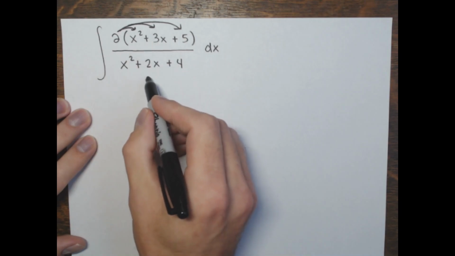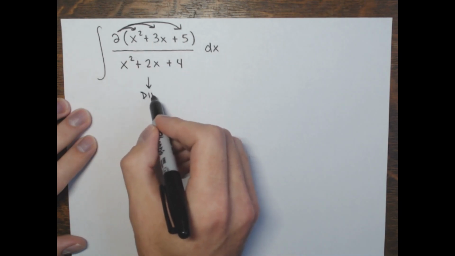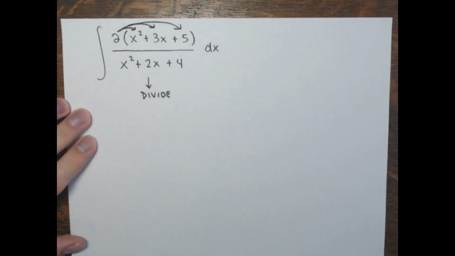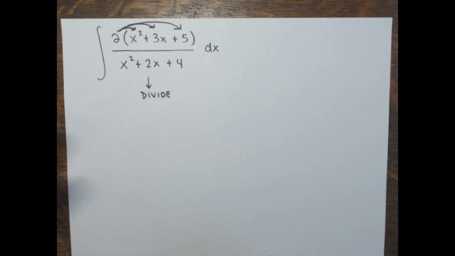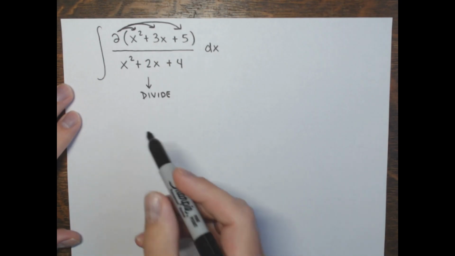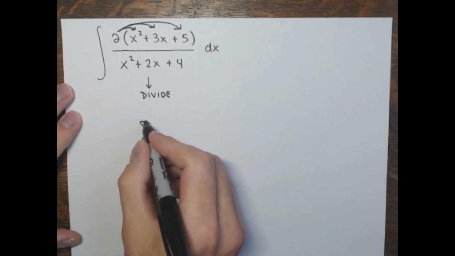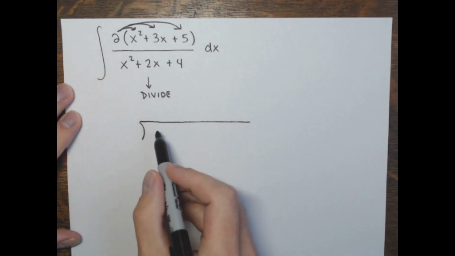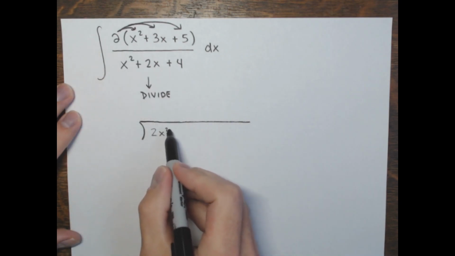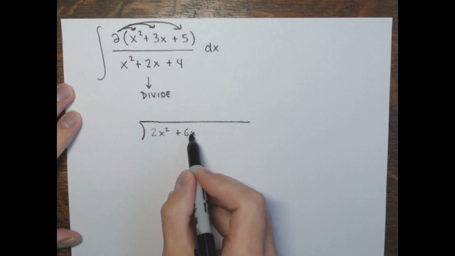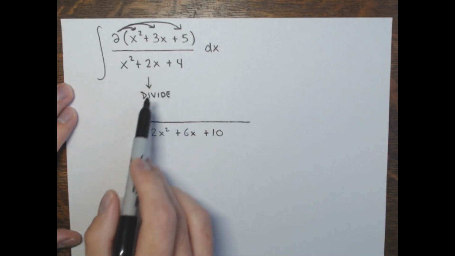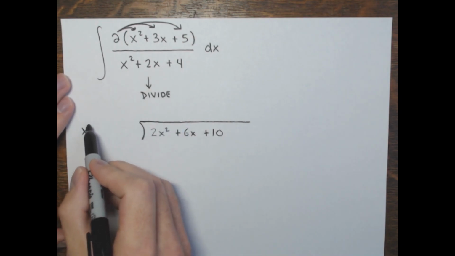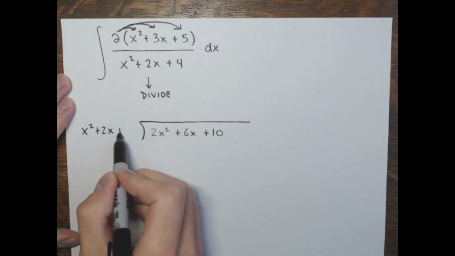So I got an improper fraction, right? Meaning my first step is going to be divide. Do long division, rewrite this fraction here as a quotient plus remainder over divisor. Quotient plus a proper fraction. All right, so numerator's going inside. That'd be, after distributing the 2, the numerator would be 2x squared plus 6x plus 10. And the denominator, the divisor on the outside, also in descending order, x squared plus 2x plus 4.